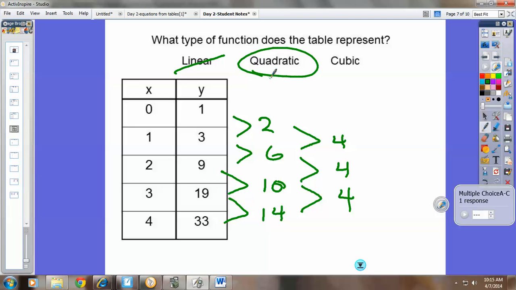Now, is there another way we could have done this without finding the difference? What could we have done with these points? Graph them. Now, these are not going to be really pretty because they're not perfect. I'm just going to sketch a few of these.